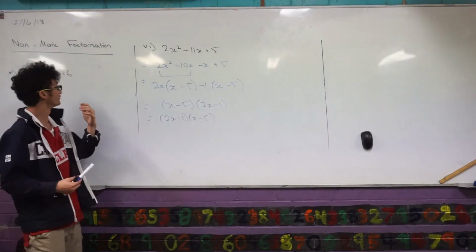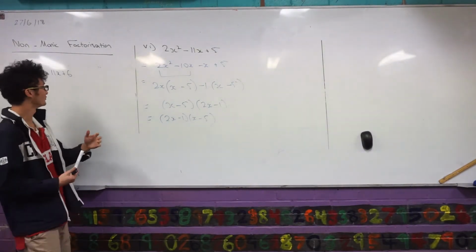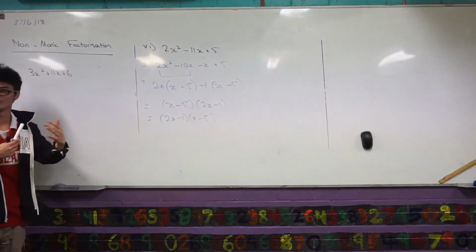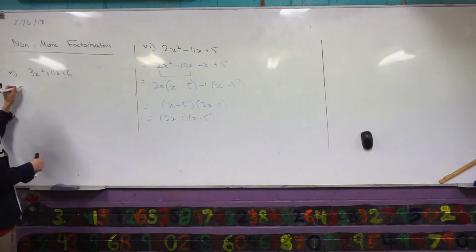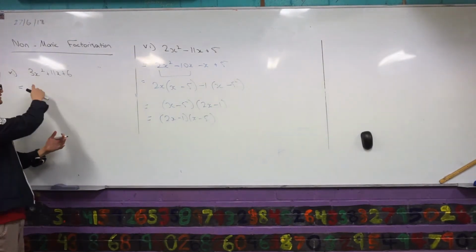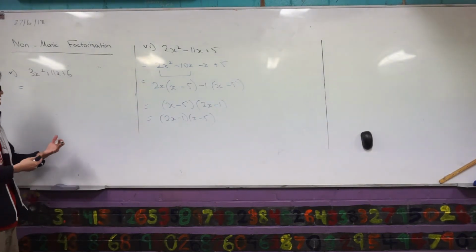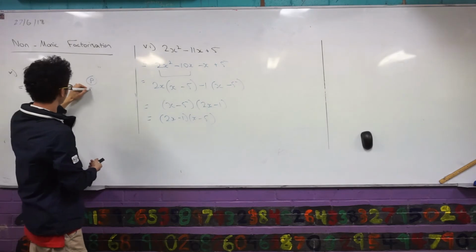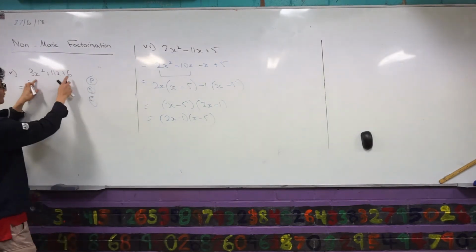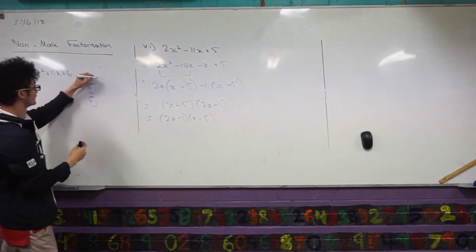Alright, our last example with a non-monic trinomial. I've got this expression here. I want to put it into 2 brackets. I'm already thinking, because it's not monic, is there anything in common that I can take out? There isn't. Then I need to use my revised PSF method. So I'm looking for the product of the first and last. So that's 3 times 6, which is 18.